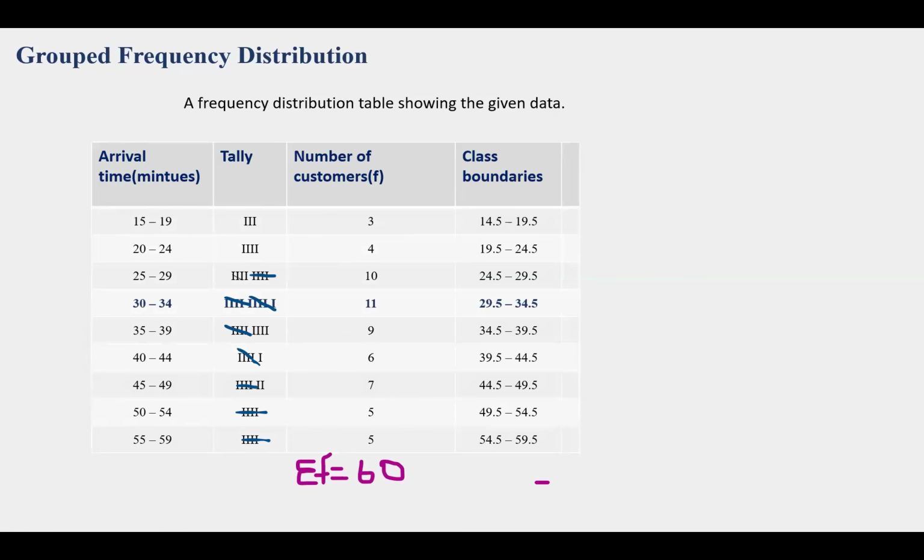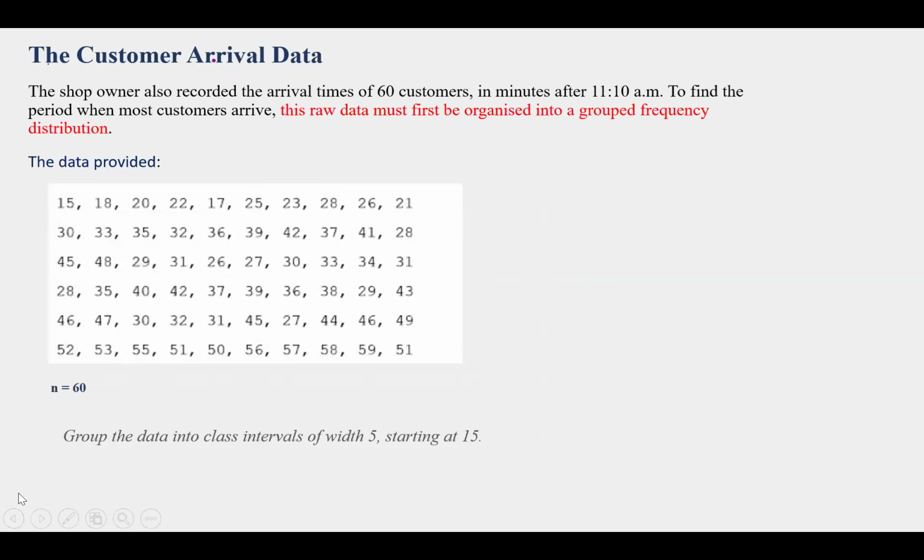That's why we have 15 to 19, 20 to 24, 25 to 29, 30 to 34, 35 to 39, 40 to 44, 45 to 49, 50 to 54, 55 to 59. Okay. Now most of you might be asking, why did we stop on 59? The highest value we have here is 59, and our lowest value here is 15. That's why we've gone with 15 and ended with 59.